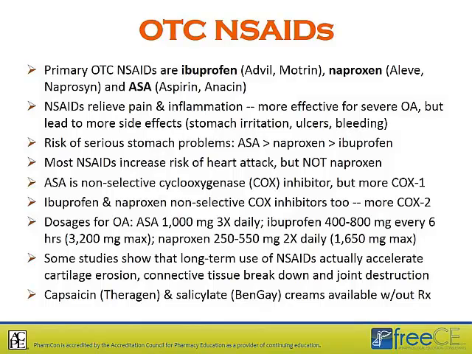In terms of risk, ASA is much riskier than naproxen, which in turn is riskier than ibuprofen. And although most NSAIDs actually increase the risk of heart attack, naproxen does not. ASA is a non-selective cyclooxygenase or COX inhibitor, but it inhibits more COX-1 enzyme. In contrast, ibuprofen and naproxen are also non-selective COX inhibitors, but they select more of the COX-2 enzymes.